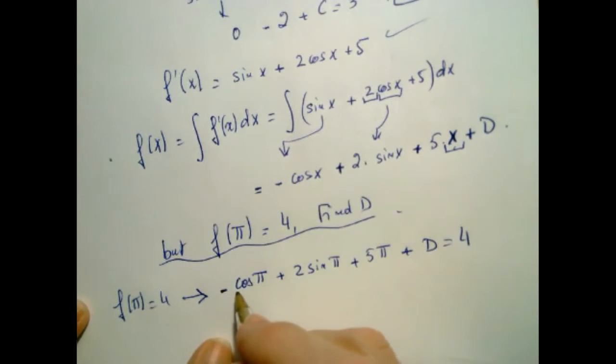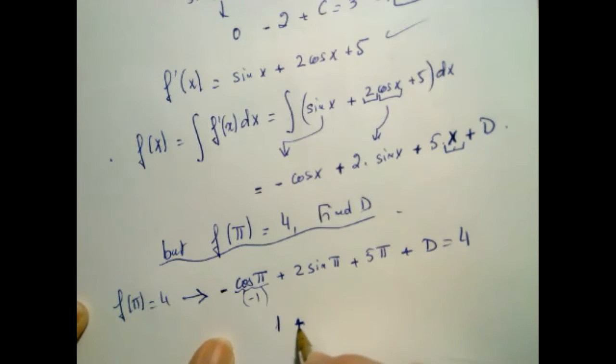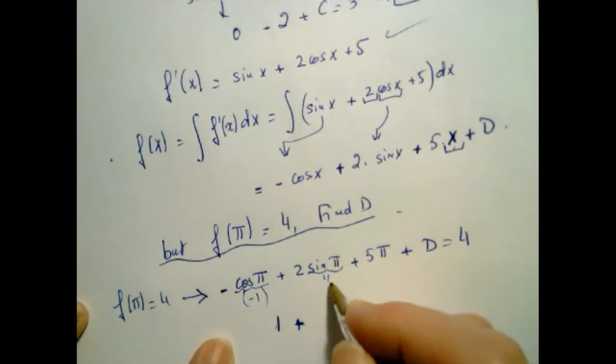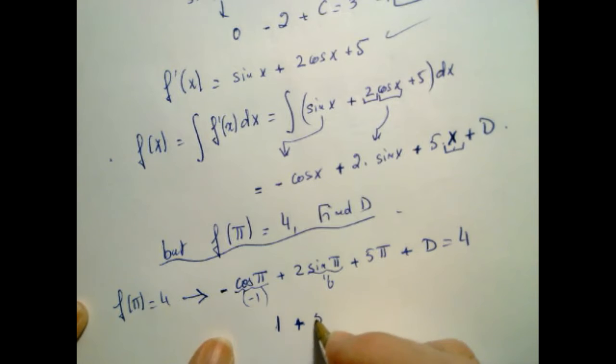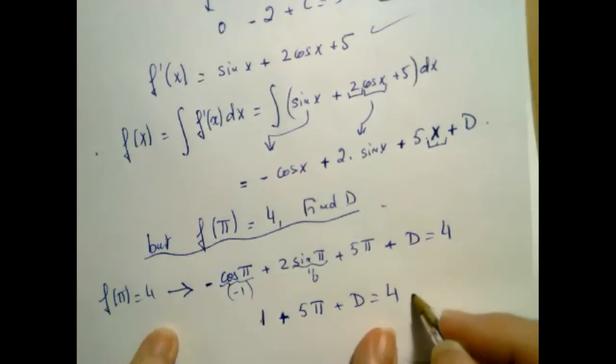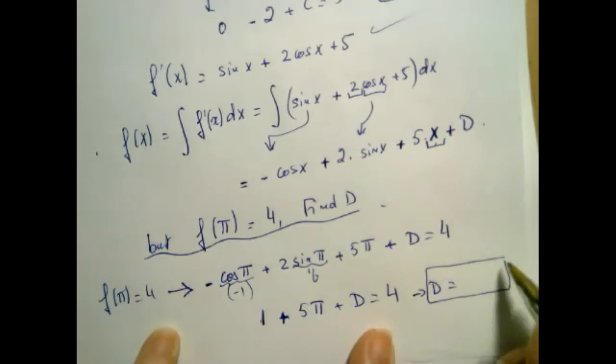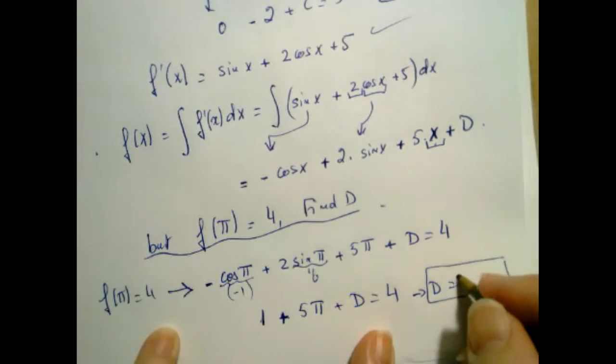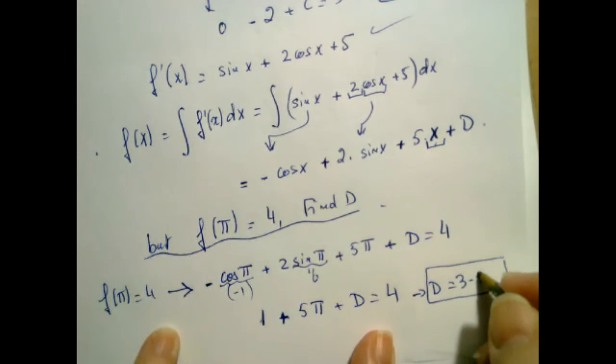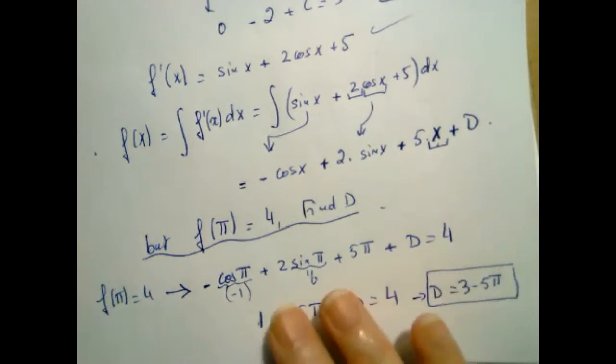And now I substitute. Cosine pi is minus 1. Minus minus, it's a 1. Plus the sine pi is 0. Plus 5 pi plus d equal to 4. And now I find my d. So my d is minus 1, so it gives me a 3 minus 5 pi.